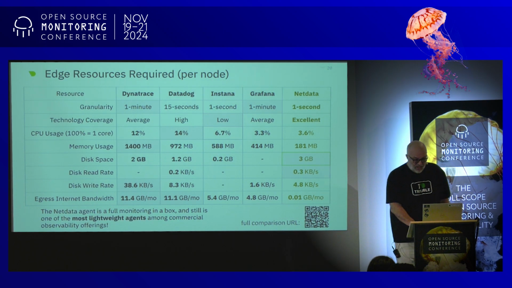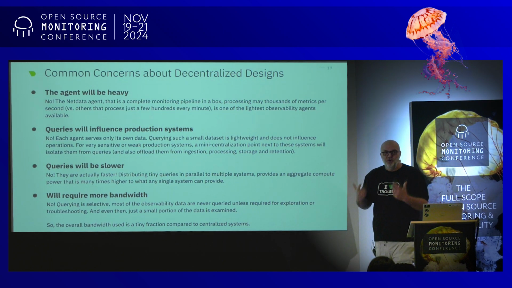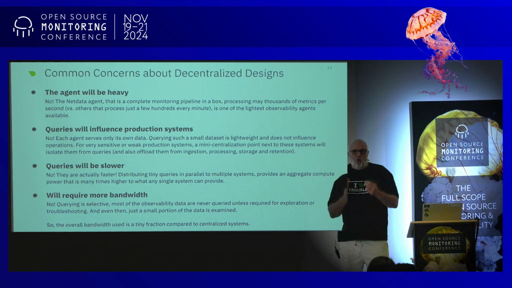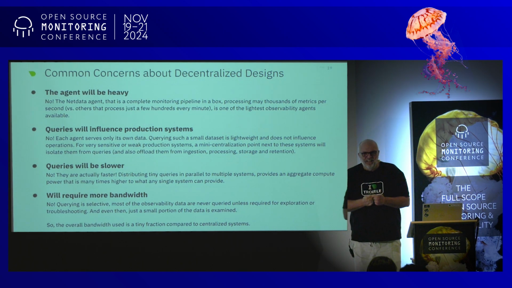So the first thing is that the agent will not be heavy. Will queries influence production systems? No. Why? Because the whole data set that the node has is a very, very tiny thing. So most of our queries are sub-millisecond. They bump like this, they end.